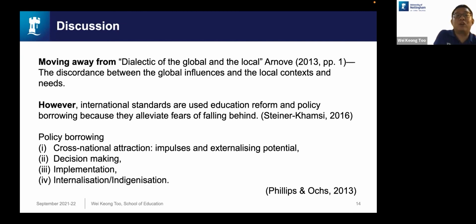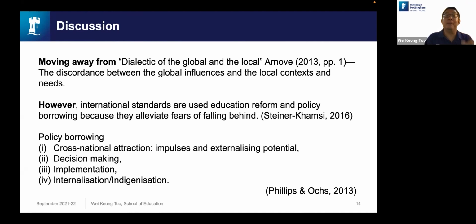One, they look at cross-national attractions. What are the impulses as well as external potential for that particular development? Why do we want to keep up to that level? Why do we want to choose this particular benchmark? Why does my nationally developed idea, what I call an evaluative framework, want to benchmark against yours? Next, decision making. What are the factors that make you decide on that? And how do you implement it? And then lastly, how do you adopt it, where you internalize and indigenize.